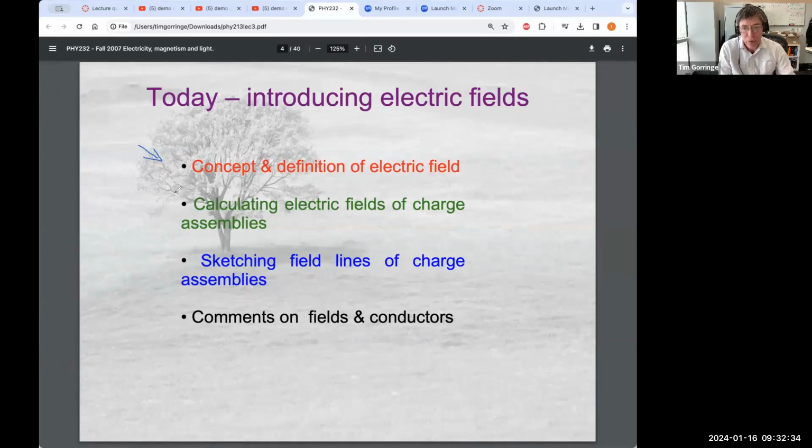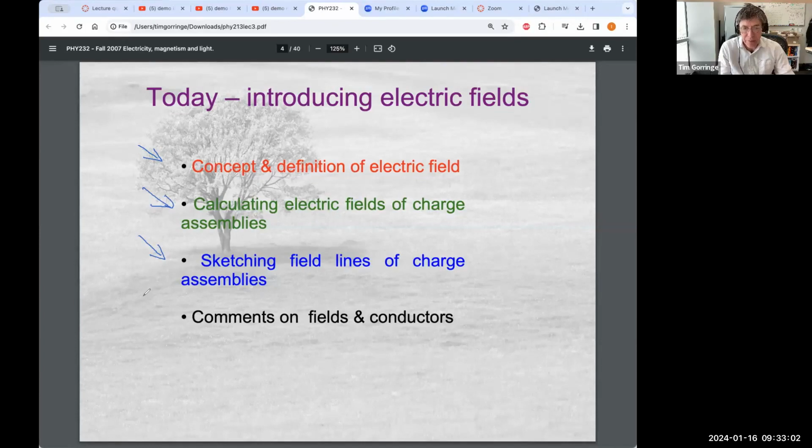I'm going to look at some examples of calculating electrical fields of arrangements of charge. We'll look at just a positive charge, just a negative charge, but also more complicated arrangements of charge. We're going to look at how we visualize, how we picture, how we sketch electrical fields, and specifically, we'll talk about electrical field lines.